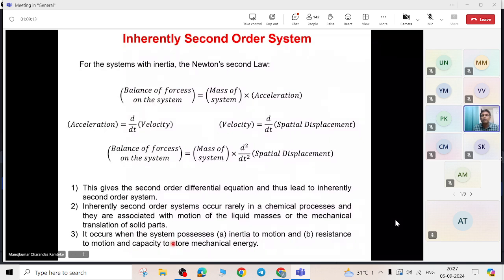Okay, so we will stop here and we will continue from this point. We are going to derive the expression for the inherently second order system and also the first order system with the controller in the next class. Okay, we will stop here.